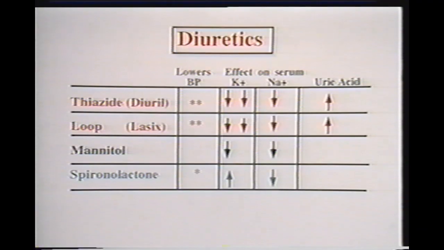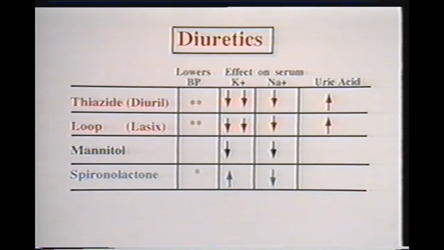Now, it causes hypokalemia, it lowers serum sodium, can cause gout, just like the thiazides do. It can also affect a number of other electrolytes, so that you might see calcium and magnesium being affected as well. Can sometimes cause hyperglycemia.